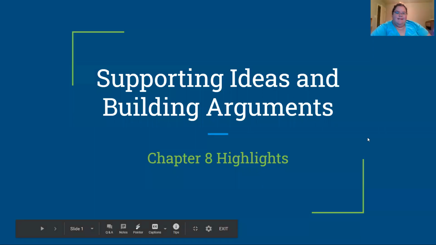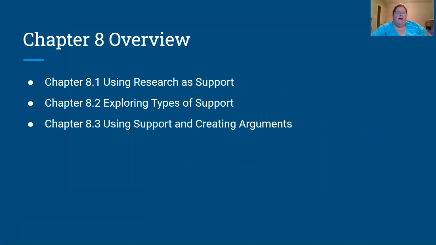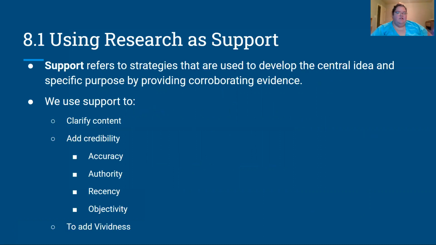So in chapter 6 and chapter 7, we talked about finding a purpose and doing original research. And in chapter 8, we're going to discuss how to support the ideas that we have and how to build arguments. So we're going to look at ways to use research as a support, look at some different types of support, and then finally look at how to use that support to create arguments in our speeches.